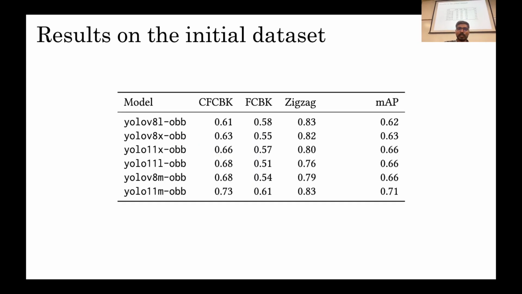When we did some experiments on the initial dataset, this is how we got the results. I am showing this table to show you how you can calculate and report the results for your problem. In this case, there are three categories: CFCBK, FCBK and zigzag. For each of them, we are reporting AP, that we saw in the previous slides. Then when we take a simple mean, we get mAP. In all the papers that you see about object detection, you will see big tables looking like this.